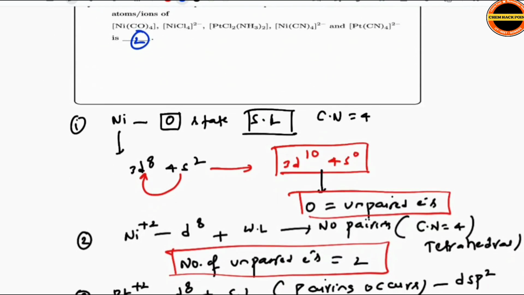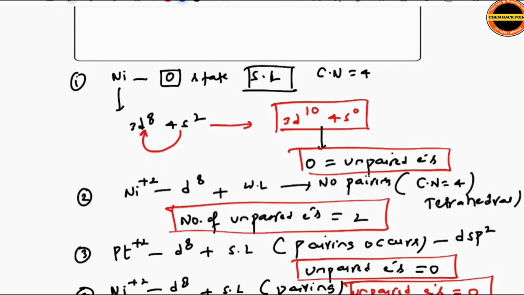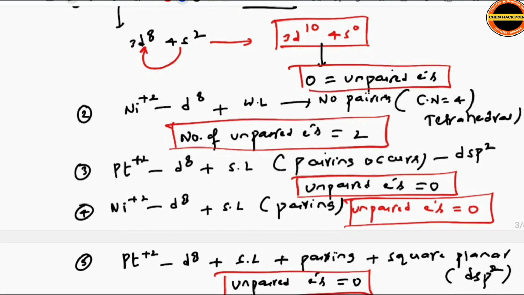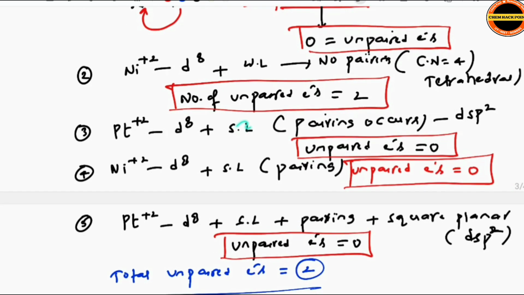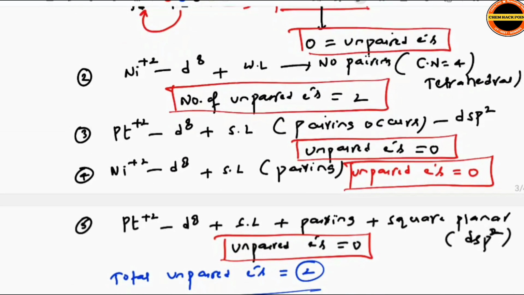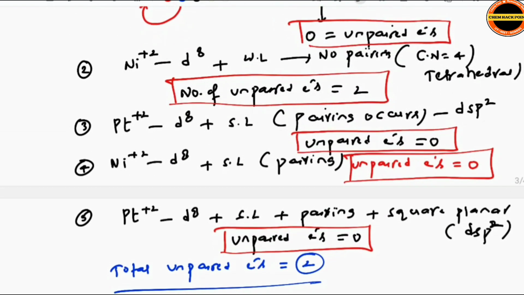The key step is, every time you identify the metal oxidation state, you find whether it is a weak ligand or a strong ligand. If it is a weak ligand, no pairing, so unpaired electrons are available. If it is a strong ligand, pairing occurs, generally unpaired electrons 0. Okay. So if pairing occurs, an inner d complex is formed. No pairing, an outer d complex is formed.